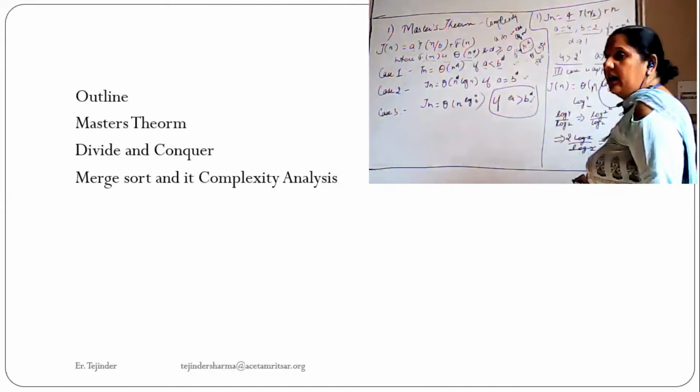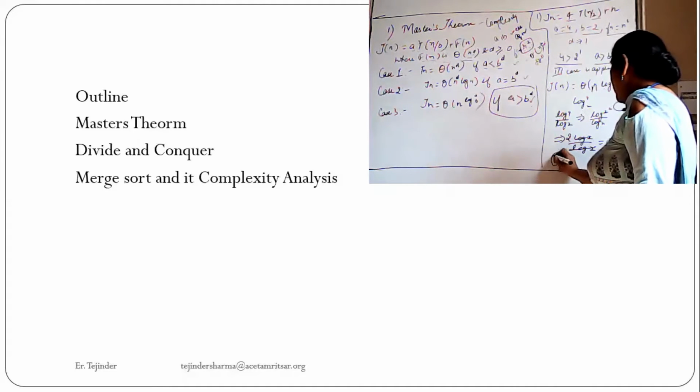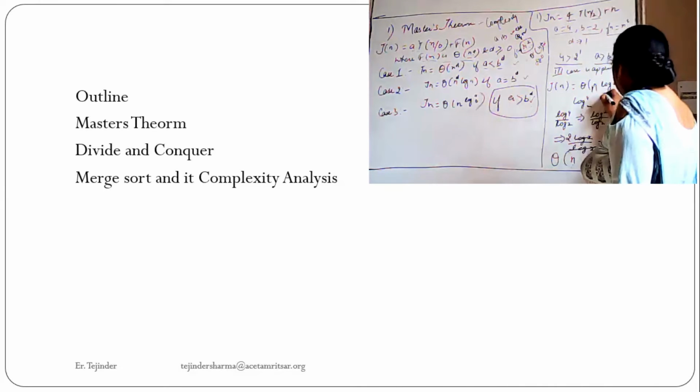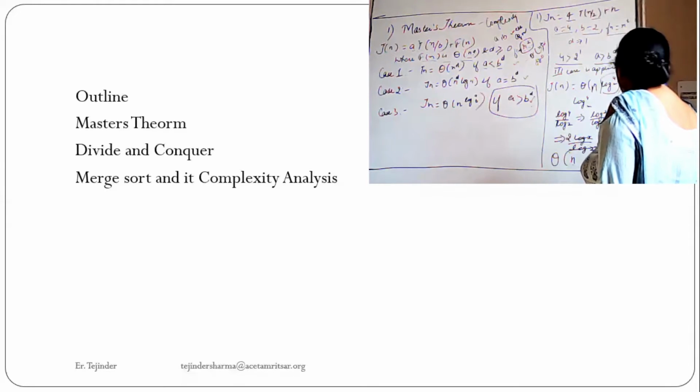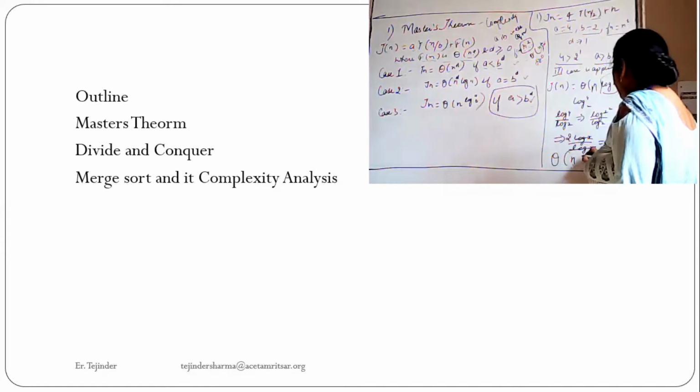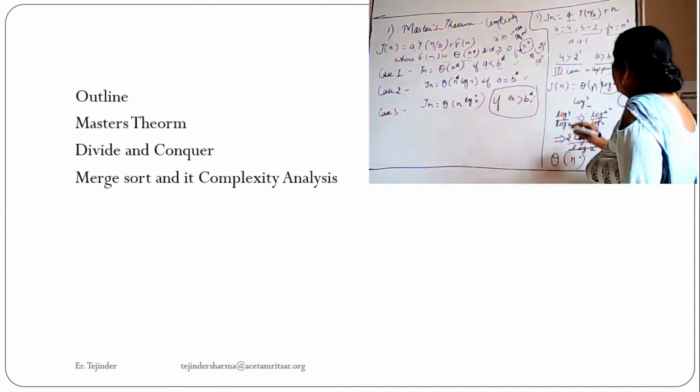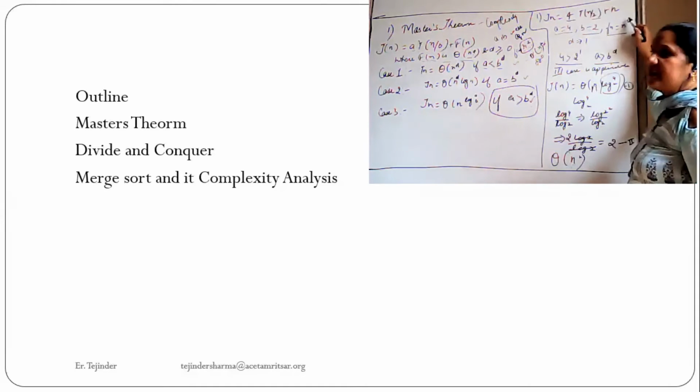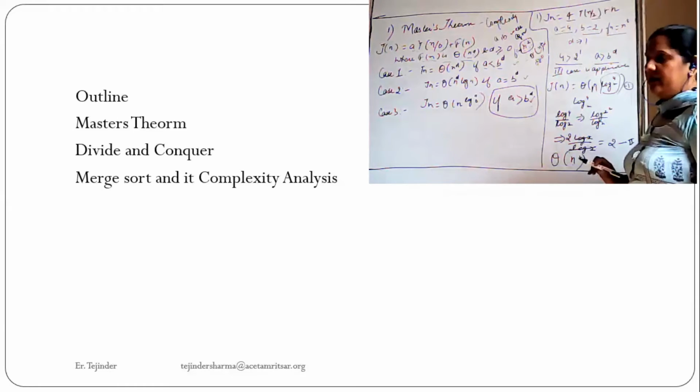Substituting the value here, I will get theta of n. This value is now 2. Substitute this value of 2 in equation 1. So you will get n square. That means the complexity of this equation will be n square.